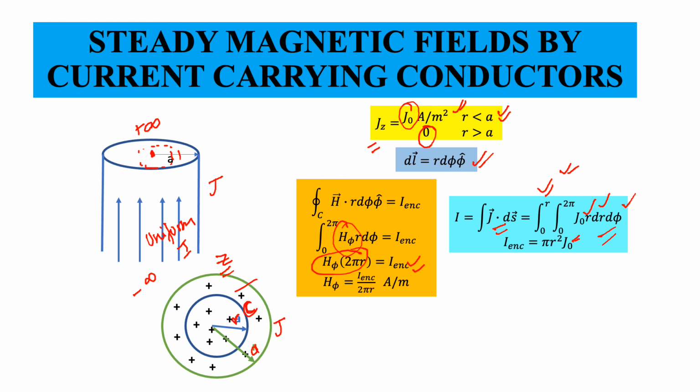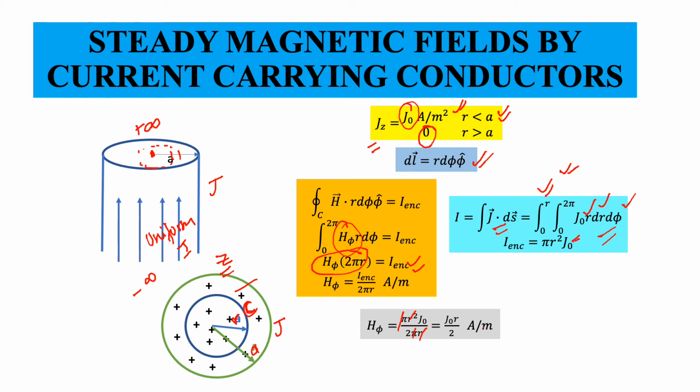So this would be the total current that is enclosed, if your contour is inside here. Now what will happen? H phi 2 pi r is equal to I enclosed. Well, the magnetic field H phi will be equal to the current enclosed, which is pi r square J naught, divided by 2 pi r. So the pi will get cancelled, and in the numerator one r will get cancelled.